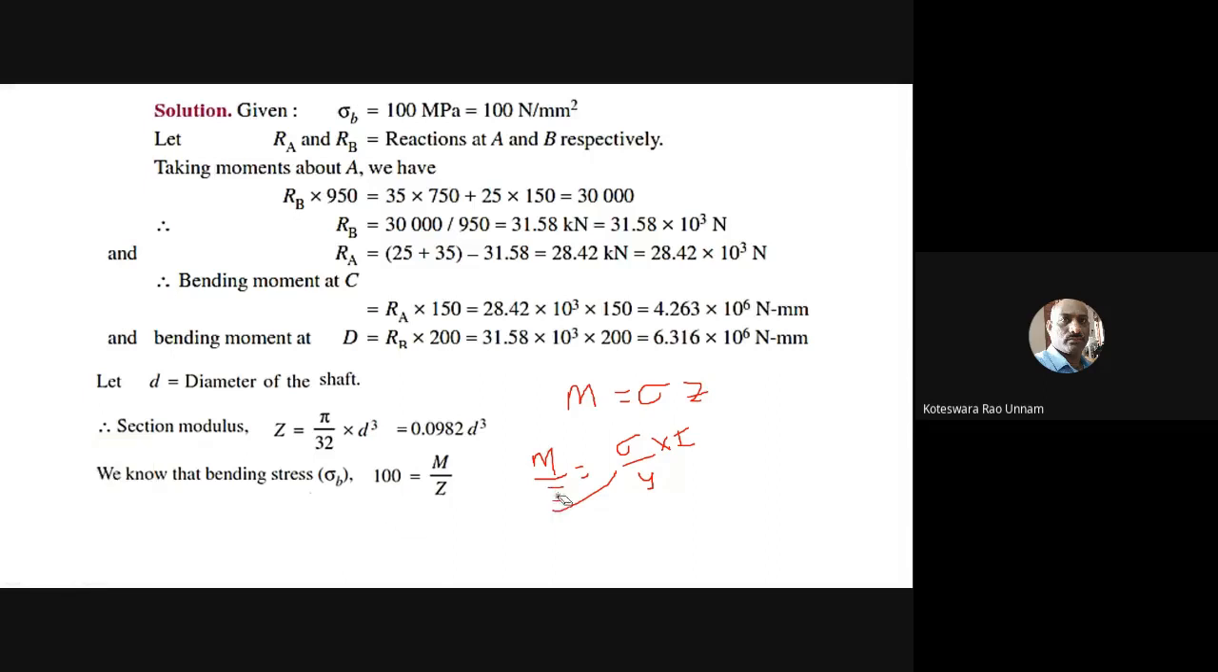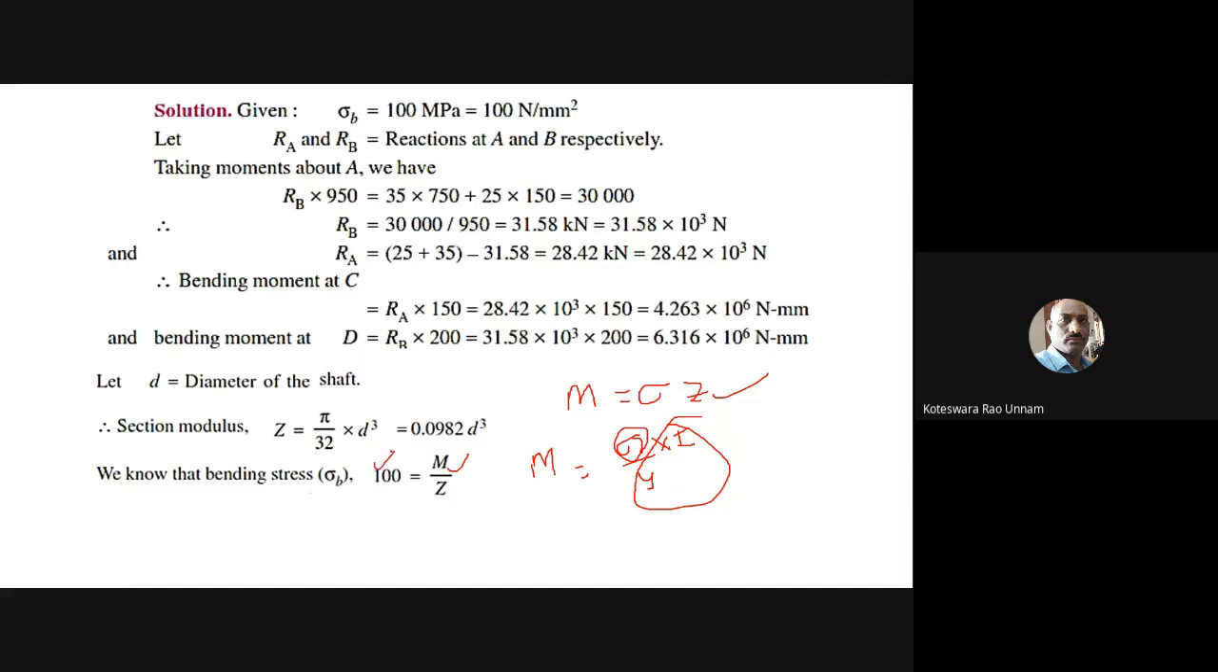M is equal to sigma into I by Y. But what is I by Y? I by Y is nothing but, I'll write this I by Y as Z, the section modulus. Therefore, our M is equal to sigma into Z. But I want to calculate sigma. Sigma is nothing but only M by Z.